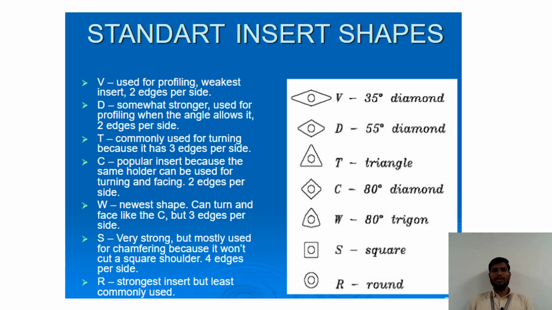W. Newest shape, can turn and face like the C but 3 edges per side. S. Very strong but mostly used for chamfering because it won't cut a square shoulder. 4 edges per side. R. Round, strongest insert but least commonly used.